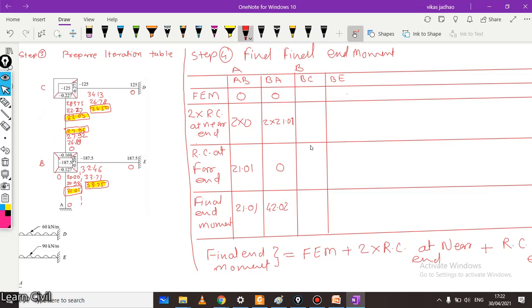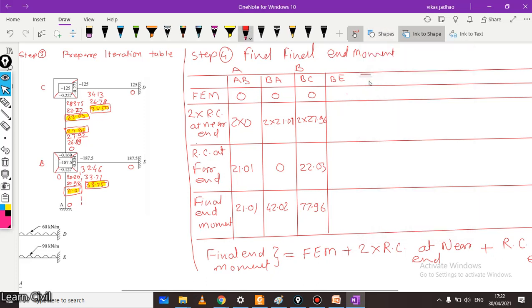For member BC, the fixed end moment is again 0. You can see here the fixed end moment is 0. So consider this as 0. 2 into rotation contribution at near end. You can see for BC rotation contribution at near end is 27.96. So 2 into 27.96, and rotation contribution at far end for BC is 22.03. So 22.03. So total final end moment here will be 77.96.